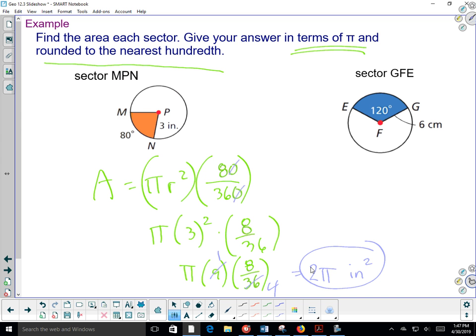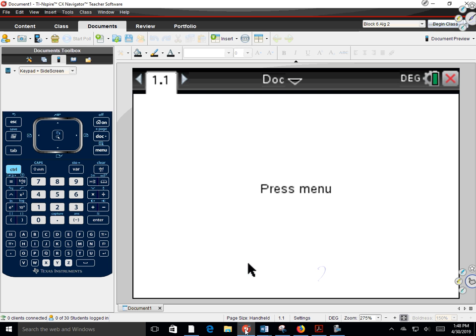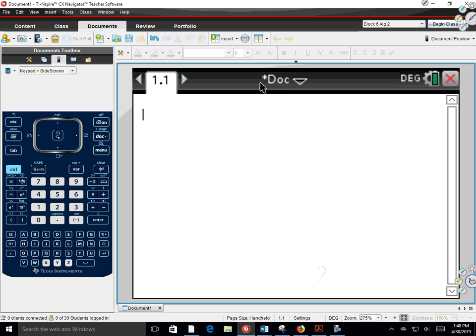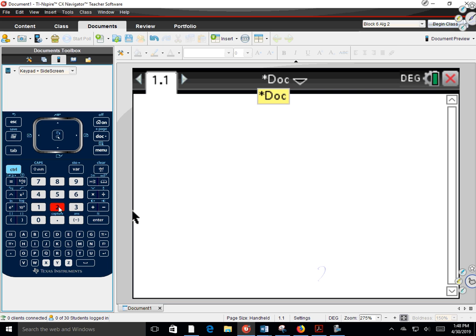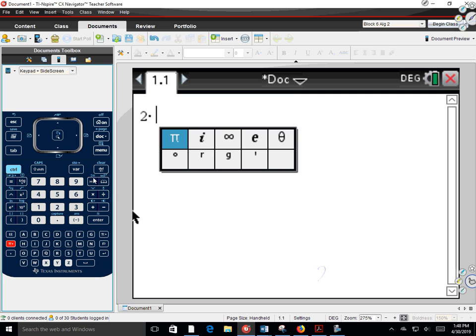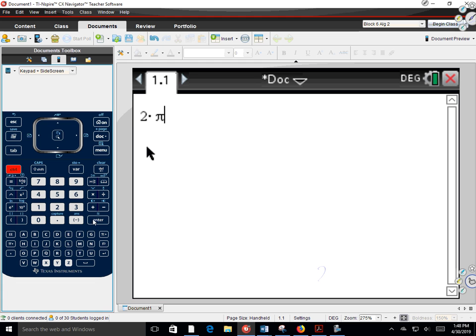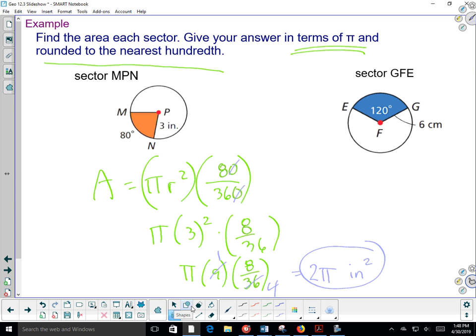And then if we want an answer rounded to the nearest hundredth, we can grab that calculator, and I can just do 2 pi on my calculator. 2 times pi is approximately 6.28, rounded to the nearest hundredth. Would you agree with that? Yeah. Okay. So my answer for this would be 2 pi inches squared, or 6.28 inches squared.